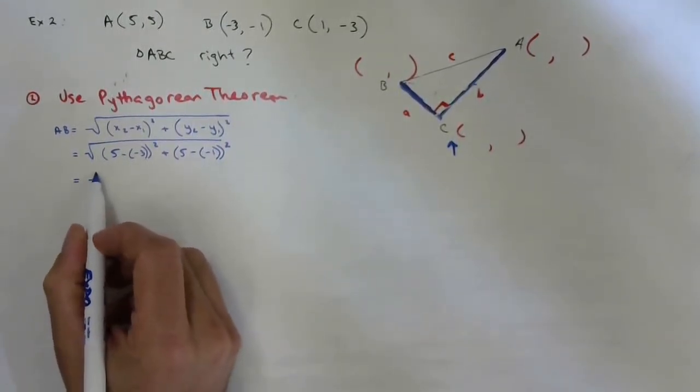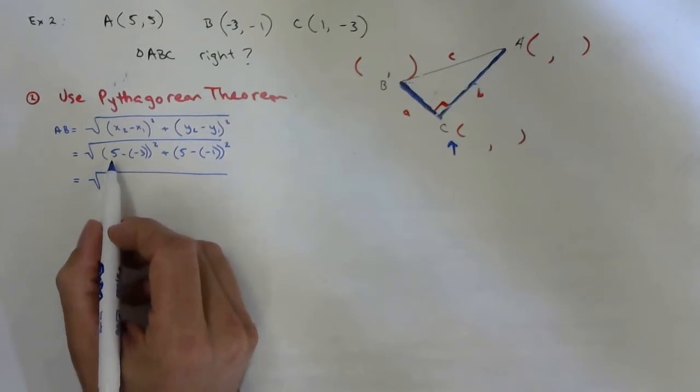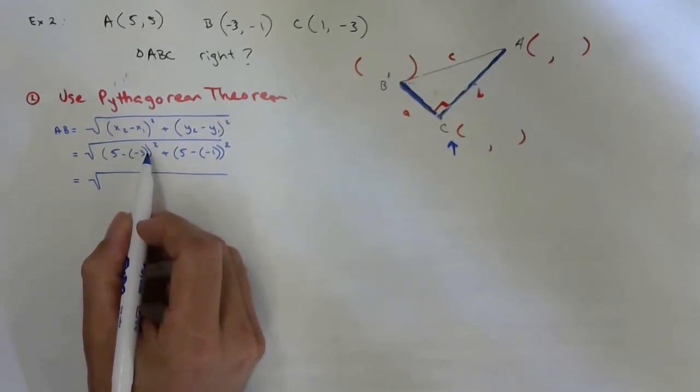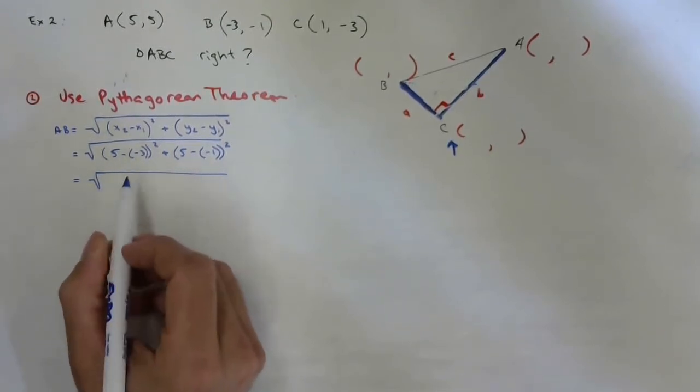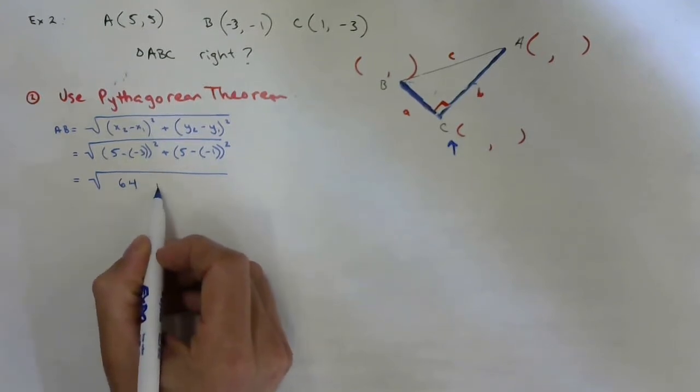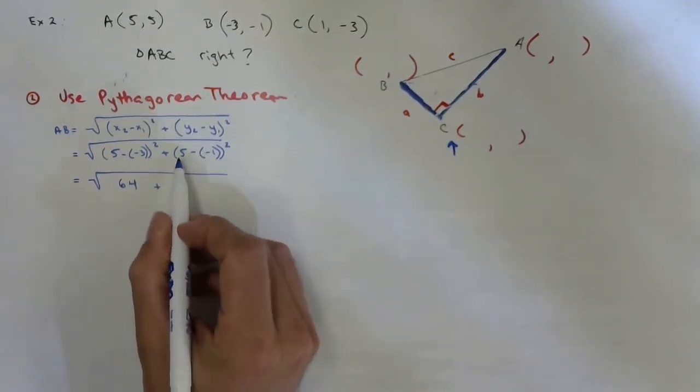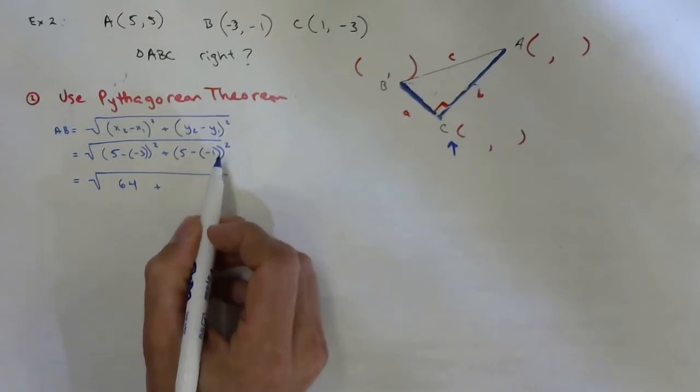All right. I'm going to do two steps in one here. 5 plus 3 is 8. 8 squared is 64. 5 plus 1 is 6. 6 squared is 36.